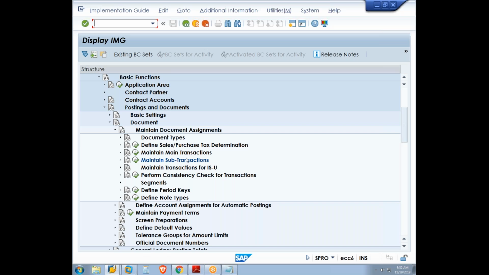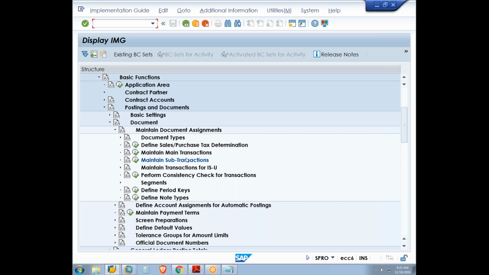It's client level data, okay? But in order to use it in our posting, because at the end of the day we are going to post into a company code. Eventually, everything has to go and sit in the company code, okay? So these main transactions and sub transactions, whatever you have defined, we have to assign to our company code, okay?